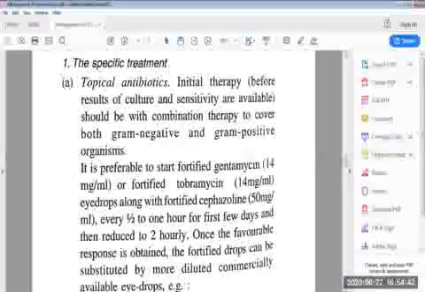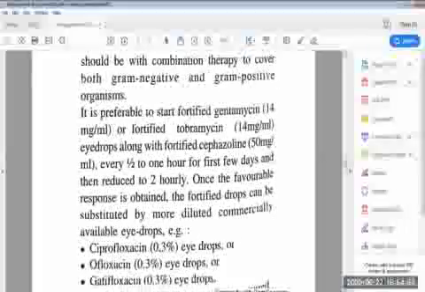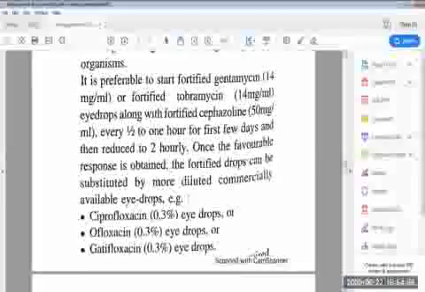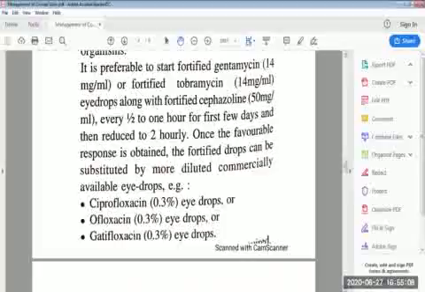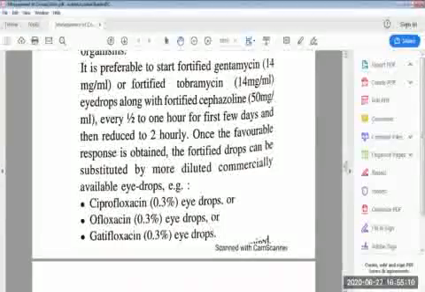So we should start the initial therapy with the broad spectrum antibiotics which cover both the gram negative and gram positive organisms. It is preferable to start fortified gentamicin 14 mg per ml or fortified tobramycin 14 mg per ml eye drops along with the fortified cefazolin 50 mg per ml every half to 1 hour for first few days and then reduce to 2 hourly.